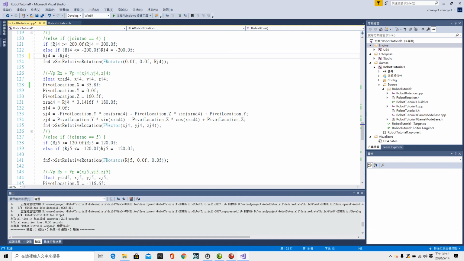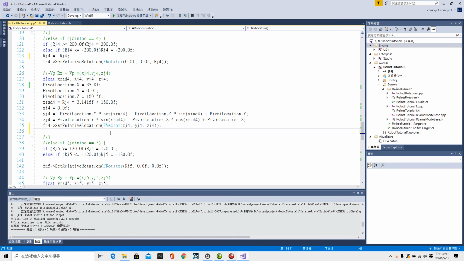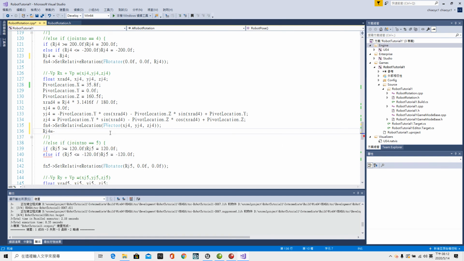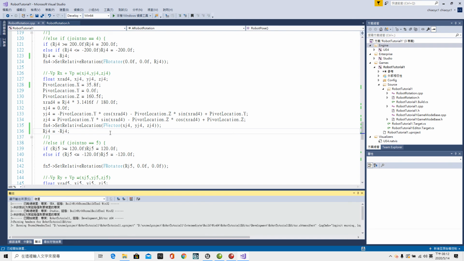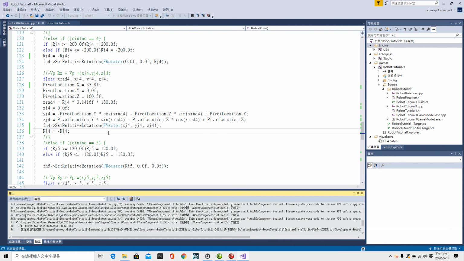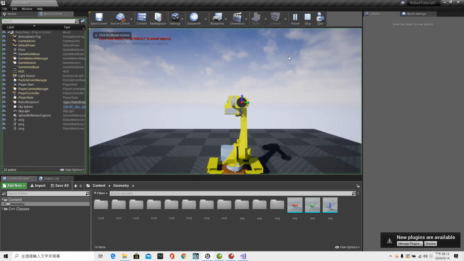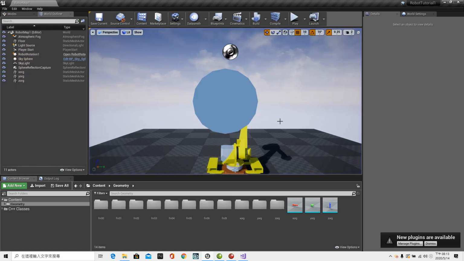And then after set relative location, we change the sign back by using the same equation, RJ4 equal to minus RJ4 semicolon. Control Shift B to compile the program. Okay, compile success. Then we have to see the rotating clockwise. Okay, play. You see the RGB turning clockwise already. Okay, good.